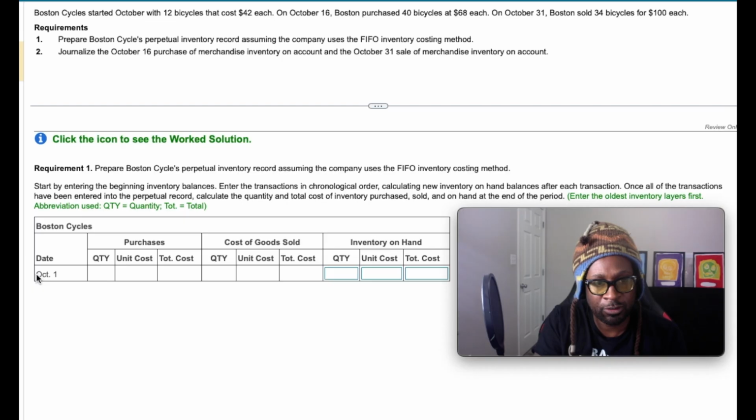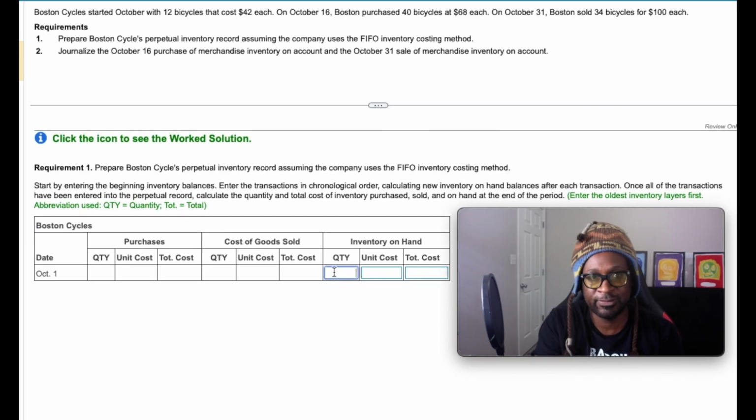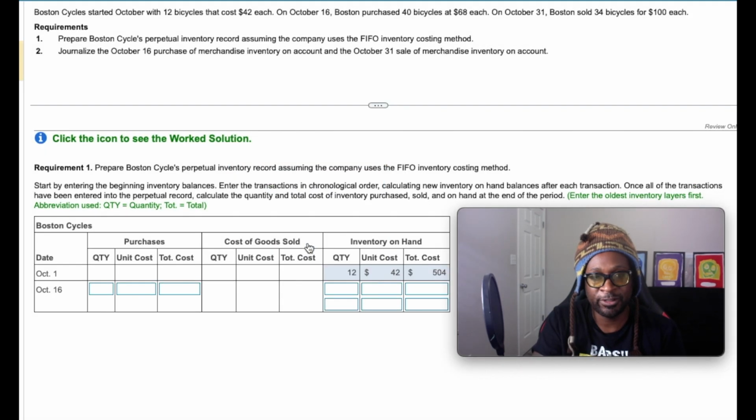So we are going to account for October 1st. During October 1st, the very beginning of the period, we started out with a certain amount of inventory. If we look in our particular description, it tells us that we started October with 12 bicycles at $42 each, gang. So our inventory on hand will consist of that amount. We're going to calculate the total cost by multiplying the quantity times the unit cost, and that'll give us an amount of $504. We're going to check our answer. Nice work, gang. Moving on.